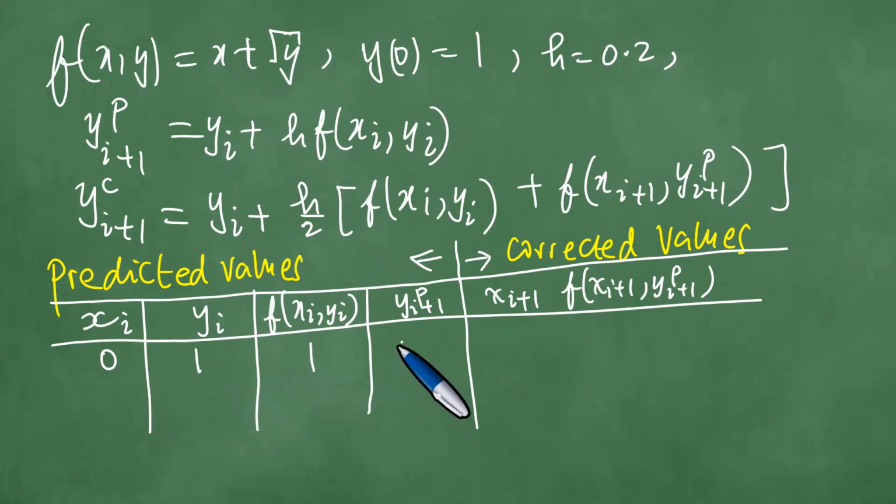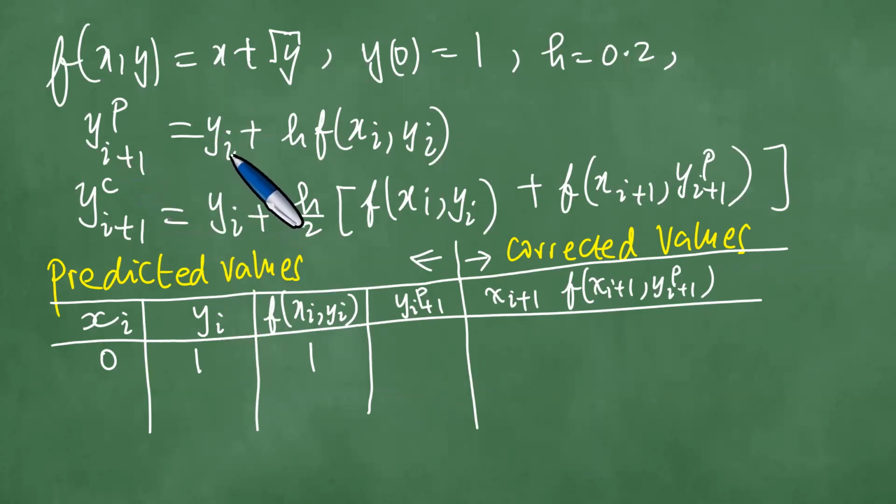Okay, so now we need to get y predictor. And y predictor is this. What does y predictor mean? It means that we take this y. Very, very interesting, because now this is the x0, y0, but this one is the y1 predictor.